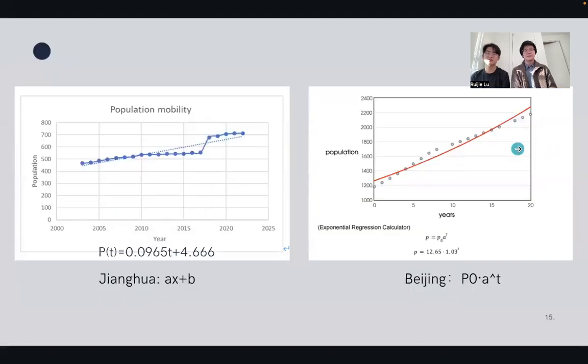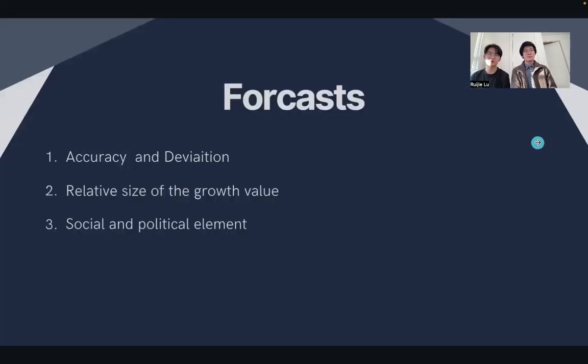However, as you can see on the graph, since the model of Beijing is an exponential model and the model for Jinhua is linear, the two A in the model are different. The A for Jinhua is changing at a constant rate and the A for Beijing is changing at an exponential rate. Next, let's move into the forecasting part.